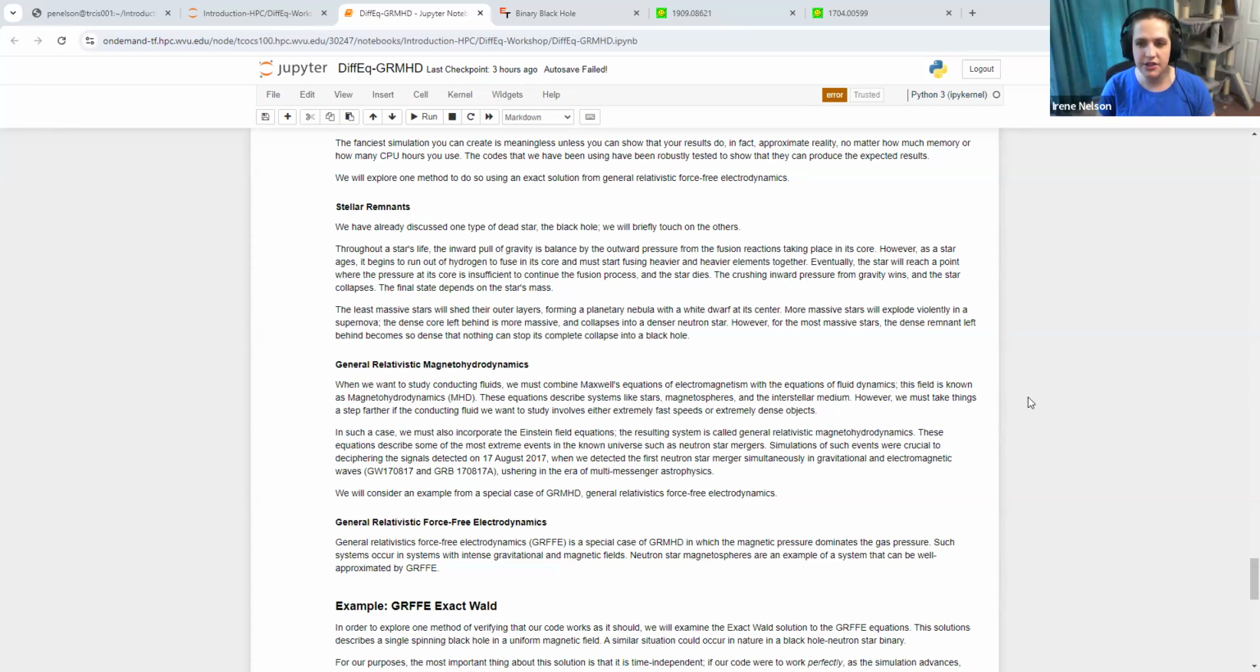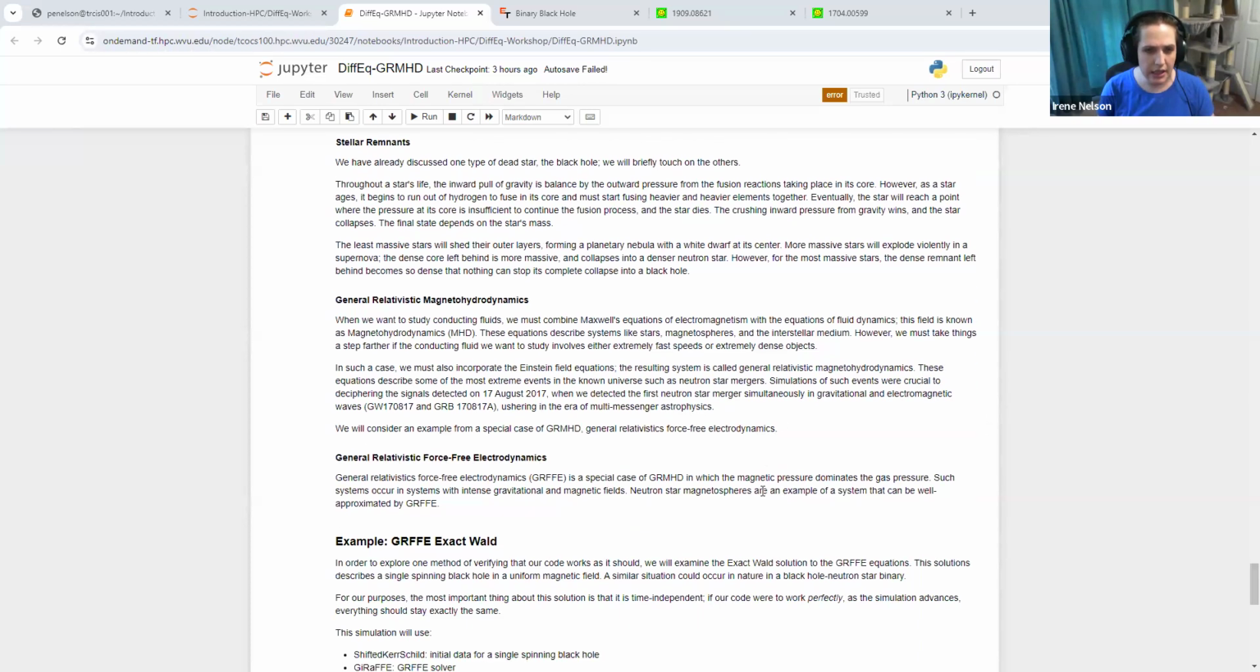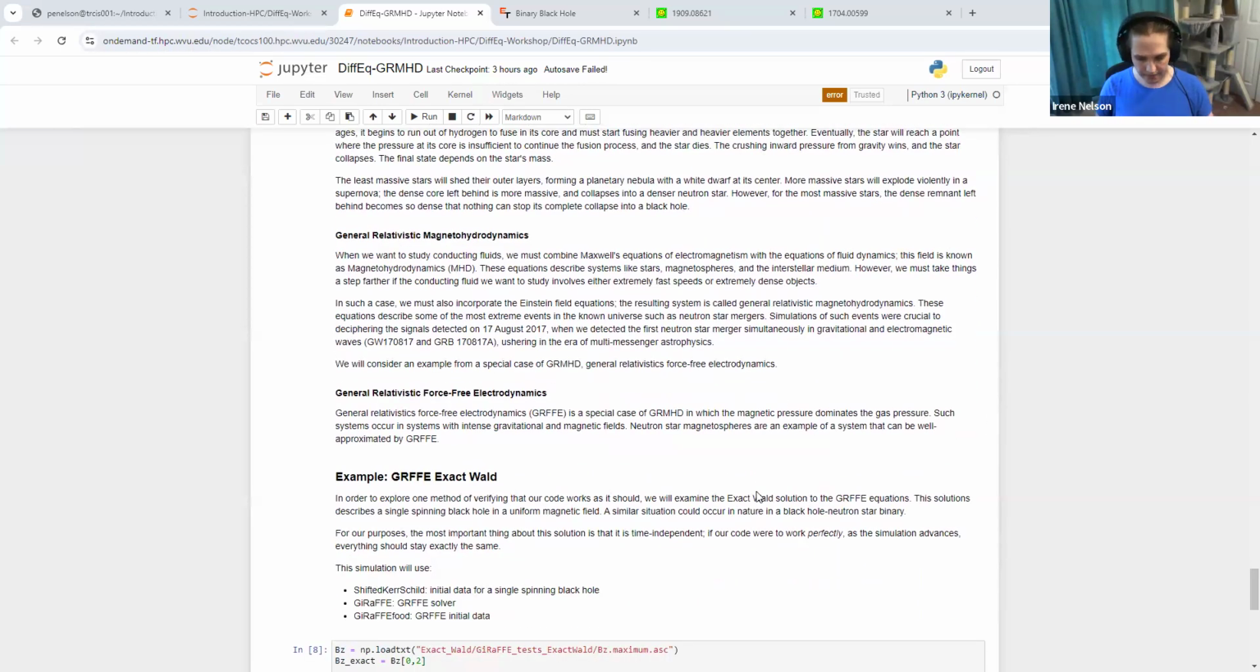More massive stars will explode violently in a supernova, leaving behind a denser, more massive core. This is what we call a neutron star. And then the most massive stars will leave behind a black hole.